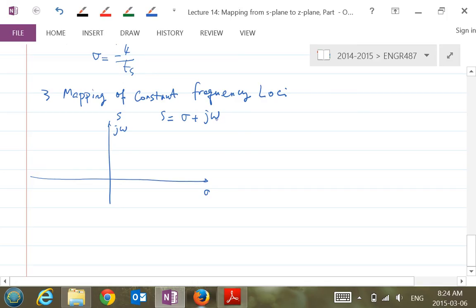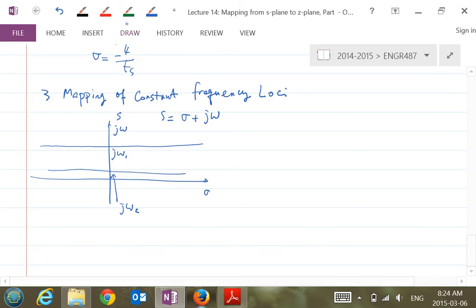So the imaginary part of the pole is a constant, meaning you can draw a horizontal line, and every pole on the horizontal line has the same omega. So let's say this is j omega 1, and you can draw another one, this is probably j omega 2. So how will this be mapped here?